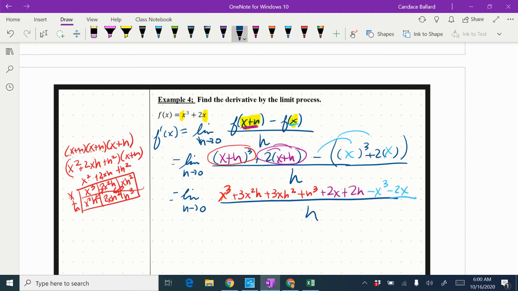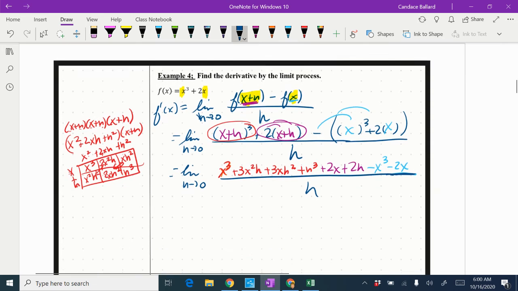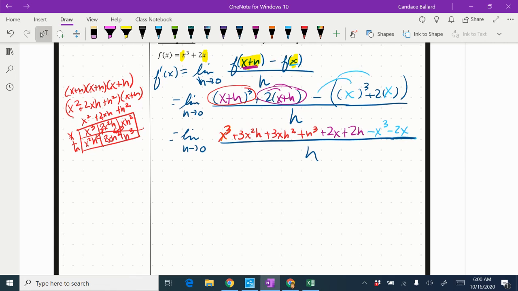And remember, as we were doing these, the goal was to get rid of all of your terms that don't have an h in them, and then get it down to where you can factor something out and cancel with the h. So let's see what we have left here. I'm seeing an x cubed and a negative x cubed. I'm seeing a positive 2x and a negative 2x. So it looks like I've got all of that out.